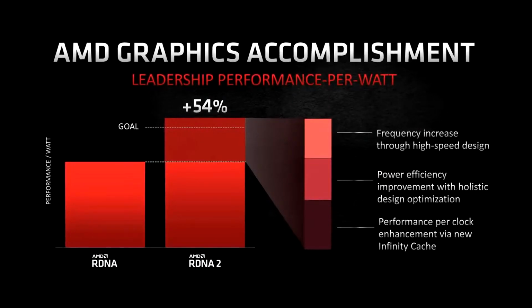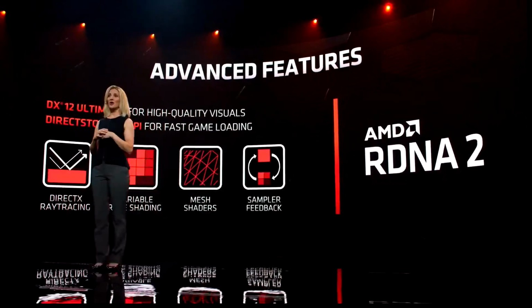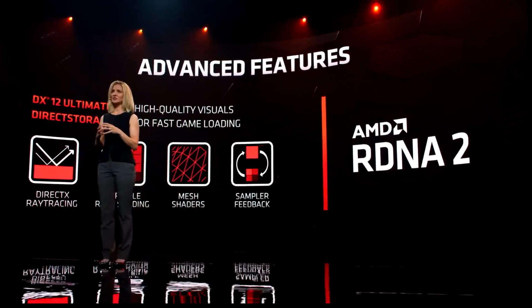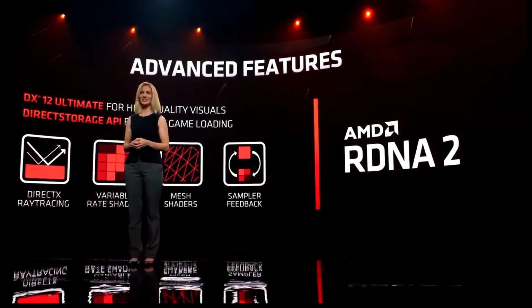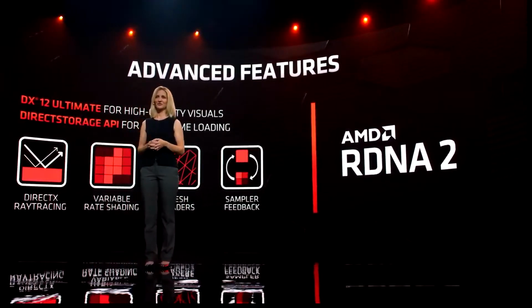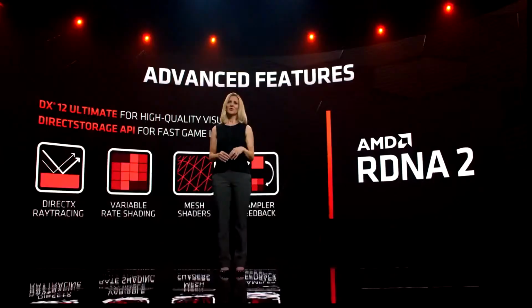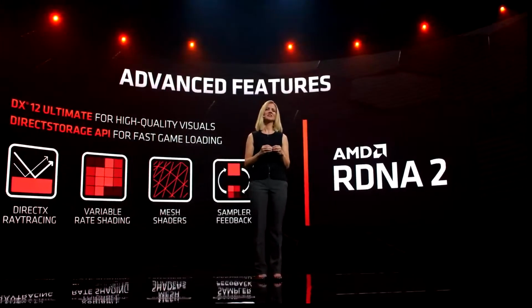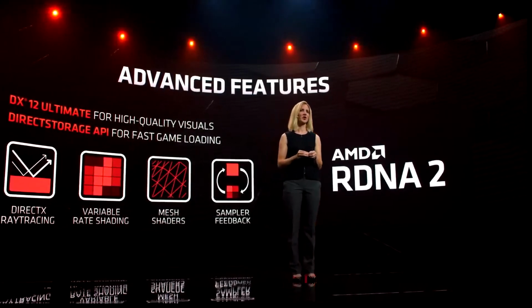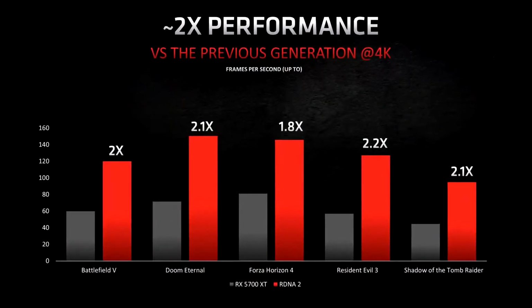With RDNA2, we also focused on bringing new hardware features into the architecture. We partnered closely with Microsoft on DirectX 12 Ultimate features, including DirectX ray tracing, variable rate shading, mesh shaders, and sampler feedback. RDNA2 will also support Microsoft Direct Storage API. We're excited about this new API that will enhance the gaming experience by significantly reducing game asset load times from large SSDs.